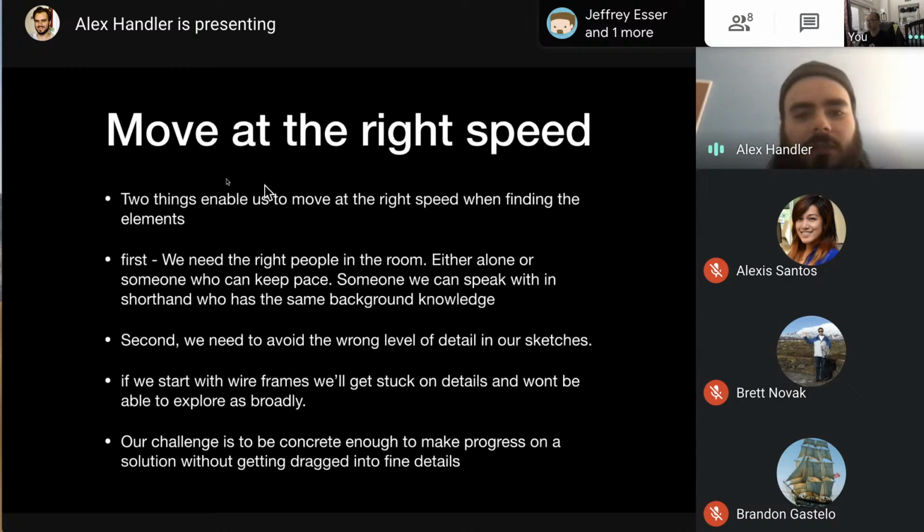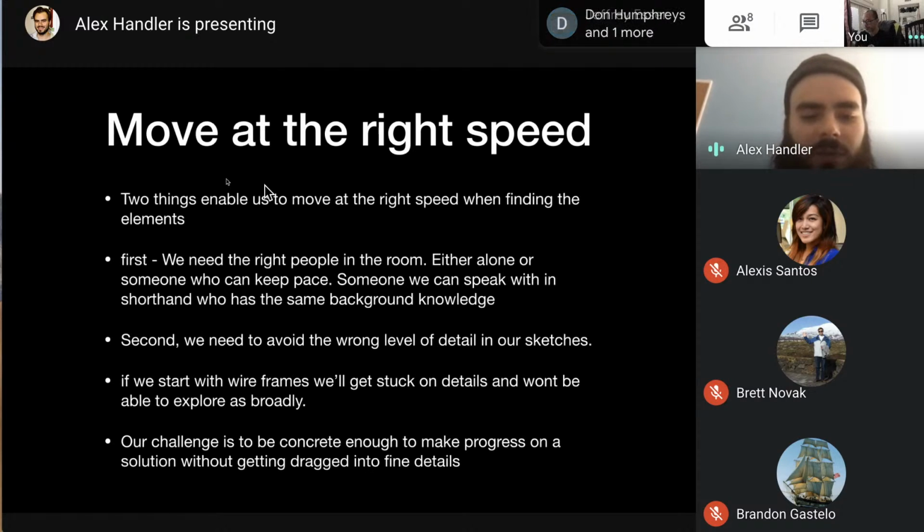There are two things that enable us to move at the right speed in finding the elements. First is that we need the right people in the room. So we either need to be alone or with someone who can keep pace, right? Someone you can speak with in shorthand, someone ideally who has the same or similar background knowledge to us. And second, we need to avoid the wrong level of detail in our sketches. If we start with wireframes, we'll get stuck on details and won't be able to explore as broadly.